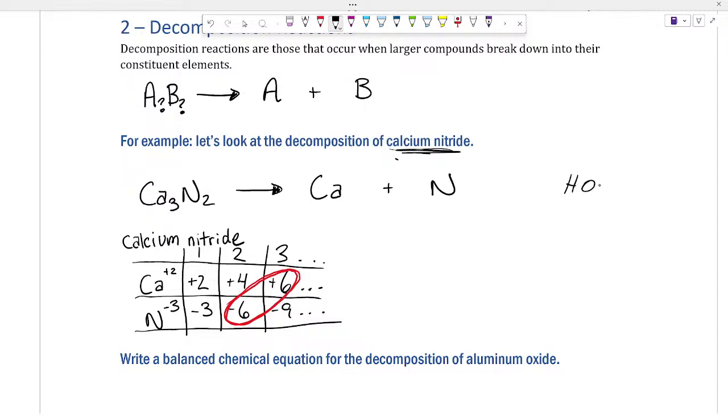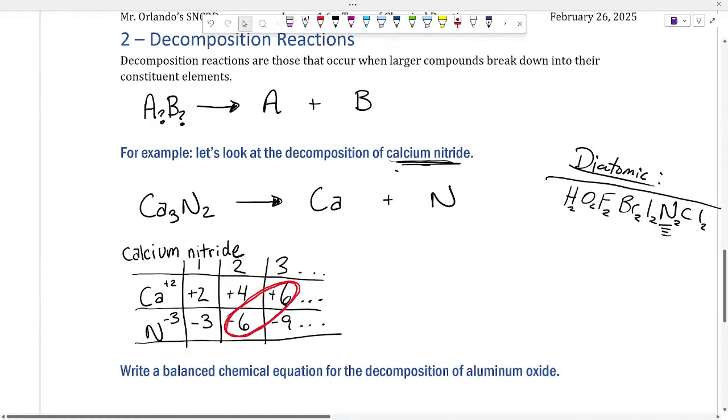Remember that hydrogen, oxygen, fluorine, bromine, iodine, nitrogen, and chlorine are all what we call the word Hofbrinkel, and they're the diatomic elements, which means we always find them when they're on their own, not when they're in a compound, with that little 2 on them. Is calcium one of these? No. Oh, God. Darn it. Calcium's fine, but nitrogen has to be written as N2. Now, this one isn't as bad to balance because of where the 2 is and where the 3 is. This one's pretty nice. Take a minute and balance it.